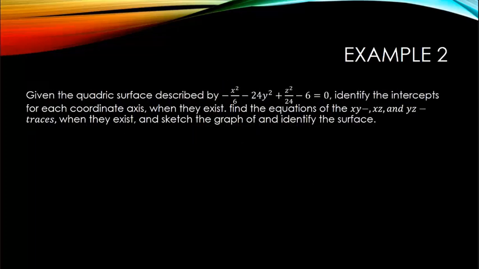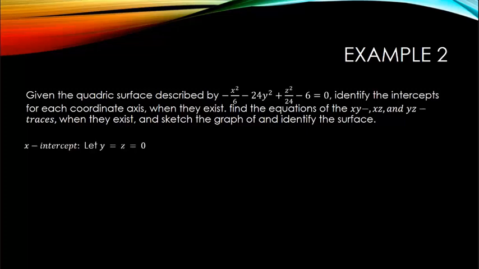In example 2, I have a quadric surface given by the equation negative x squared over 6 minus 24y squared plus z squared over 24 minus 6 is equal to 0. I want to find the x, y, and z intercepts when they exist, and the equations of the xy, xz, yz traces when they exist, and then sketch the graph and identify the surface.